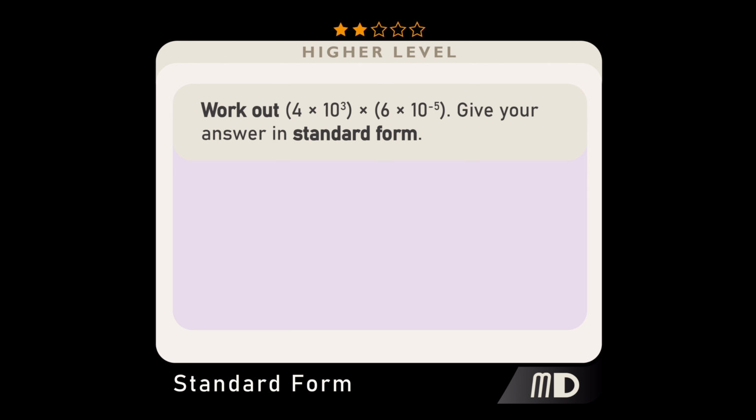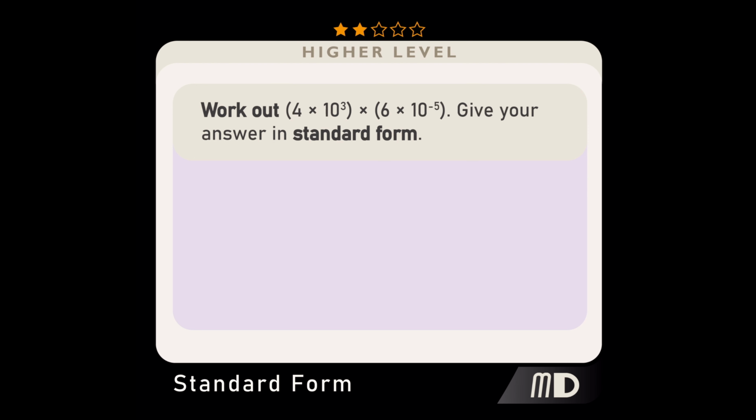Finding the product of two numbers expressed in standard form is a 3-step process. First, we need to multiply the coefficients together. Then, we add the exponents before making sure that the answer is correctly given in standard form.